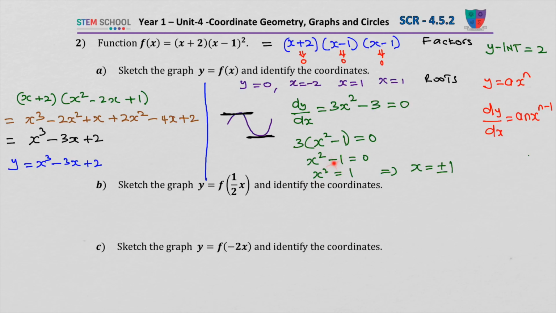Then take 1 to the other side. So I get x squared equals 1. And if we square root both sides, I get x equals plus or minus 1. Or I could apply a difference of two squares here, and I get (x minus 1)(x plus 1). And therefore x equals 1, x equals minus 1.